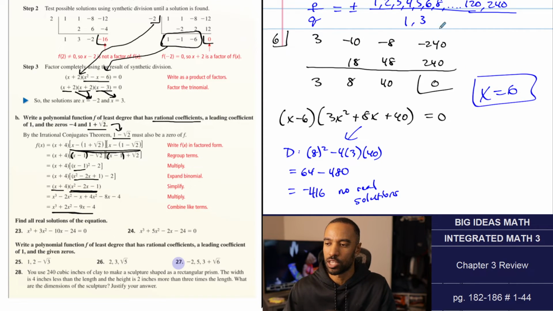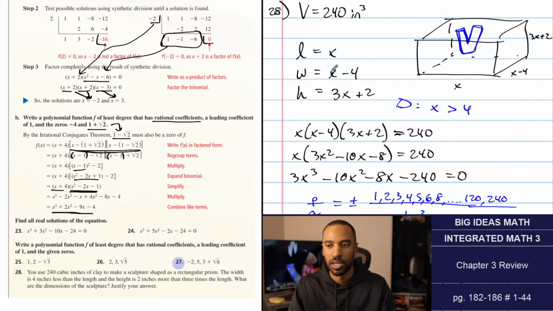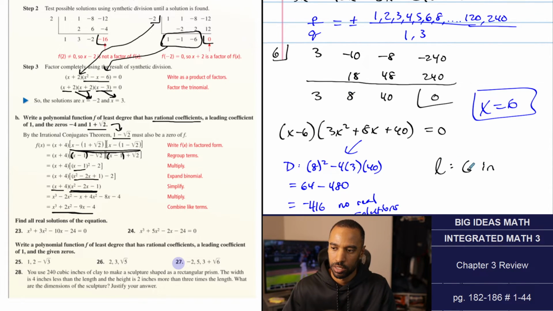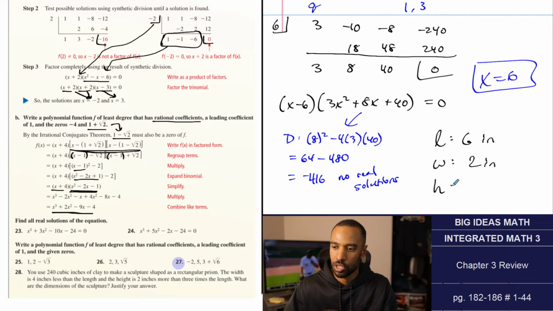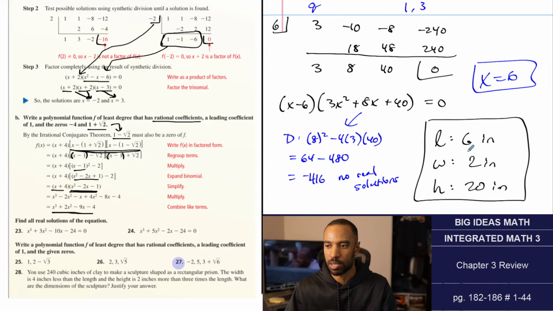If x equals 6, we need to get the dimensions out, right? The length was x, so 6 inches. And then 6 minus 4, and 3 times 6 plus 2. So the length is 6 inches. The width is 6 minus 4, or 2 inches. And the height is 3 times 6, 18, plus 2, which is 20 inches. To double check this, length times width times height, 6 times 2 is 12. 12 times 20 is 240. So 240 cubic inches it is, and there's our final result.